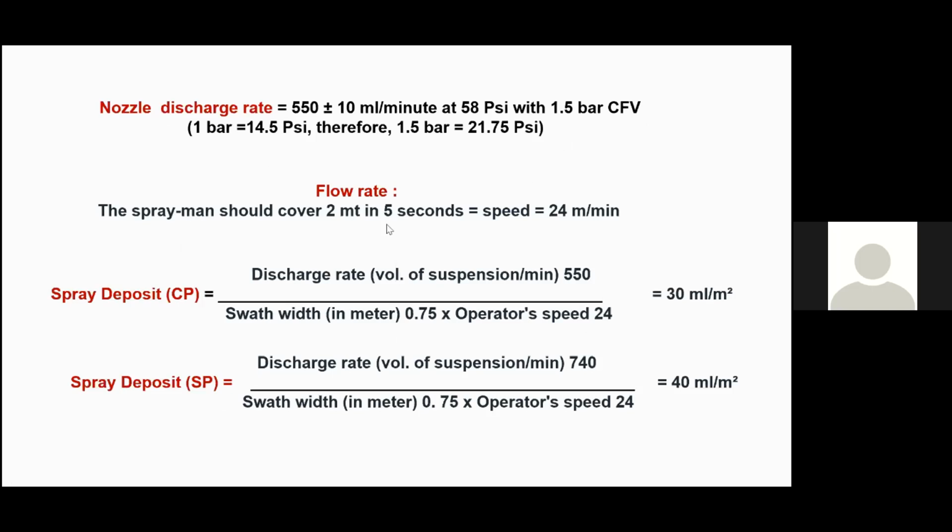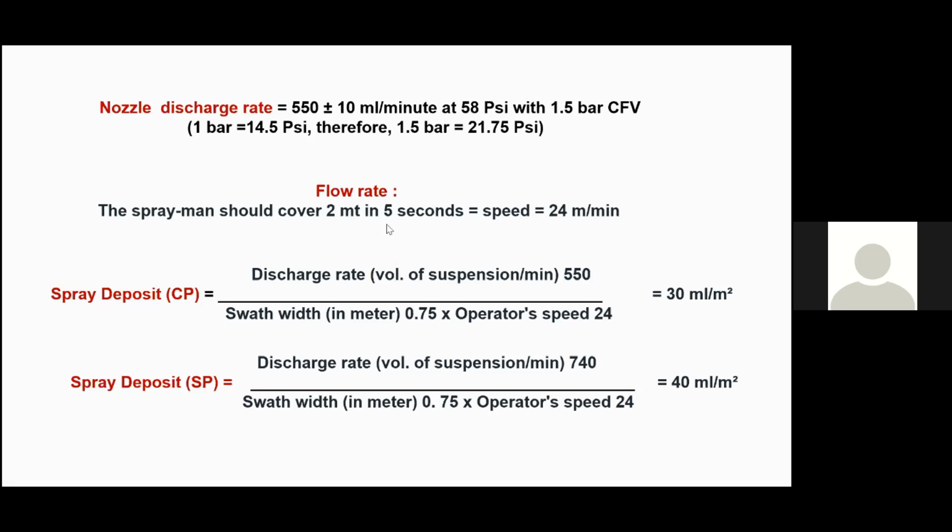So it's with using 8002 E nozzle and CFV on the WHO recommended compression sprayers. It should not vary more than 550 plus minus 10 milliliter per minute at 58 psi and with 1.5 bar red CFV. 1 bar means 14.5 pound pressure per square inch. Therefore, 1.5 bar is equal to 21.75.